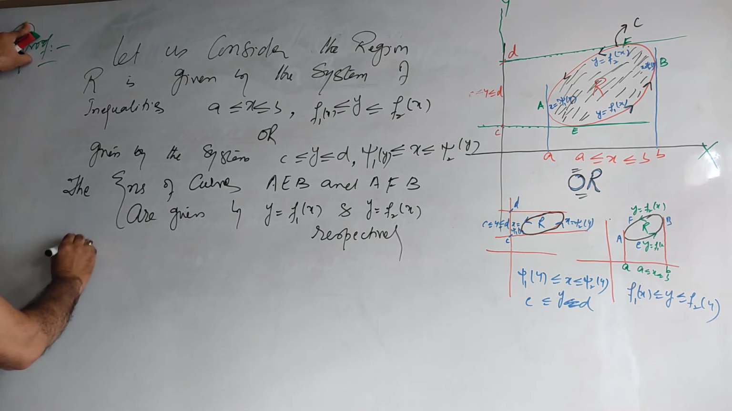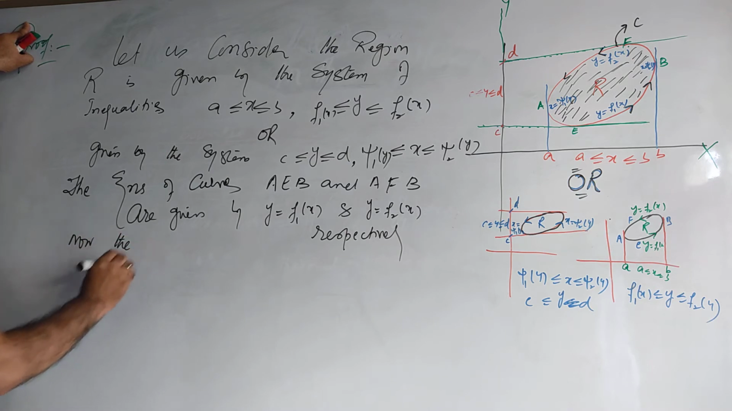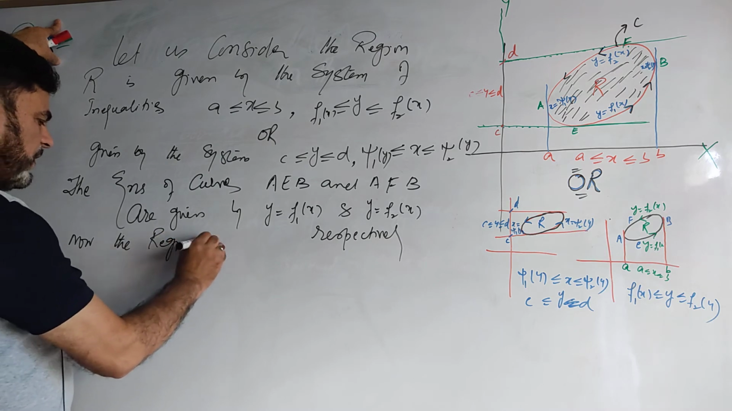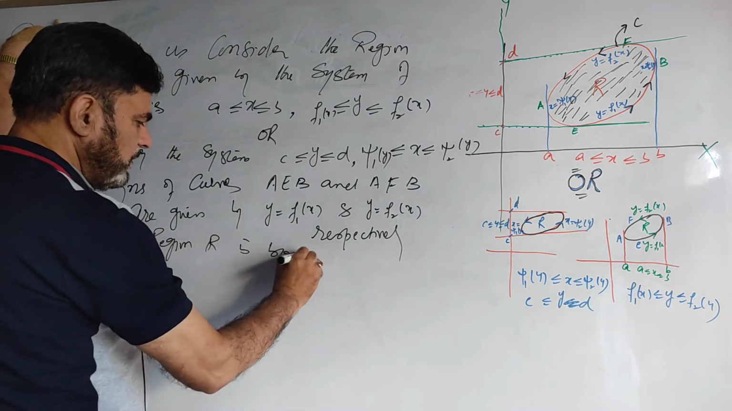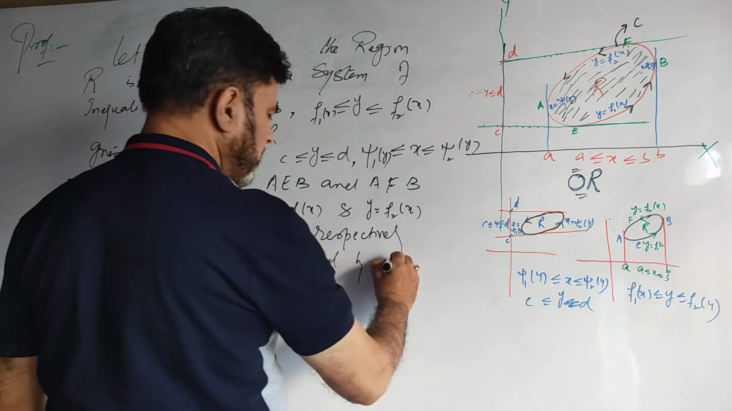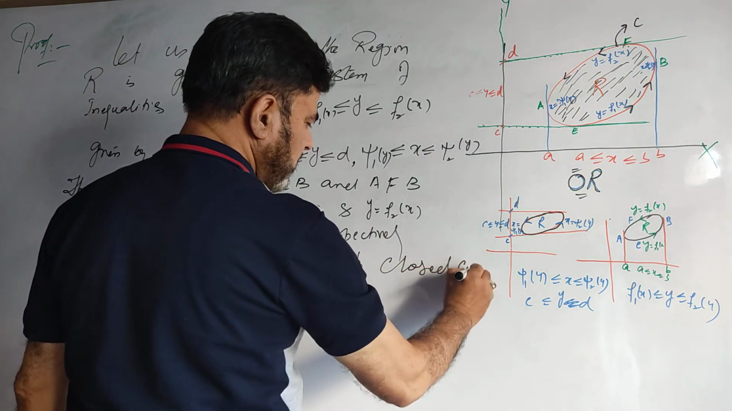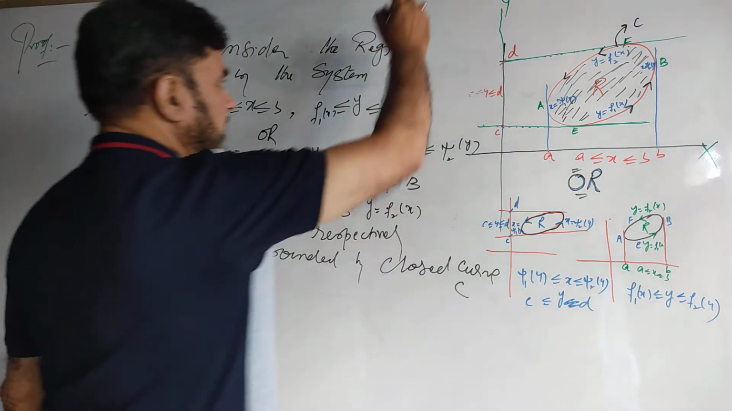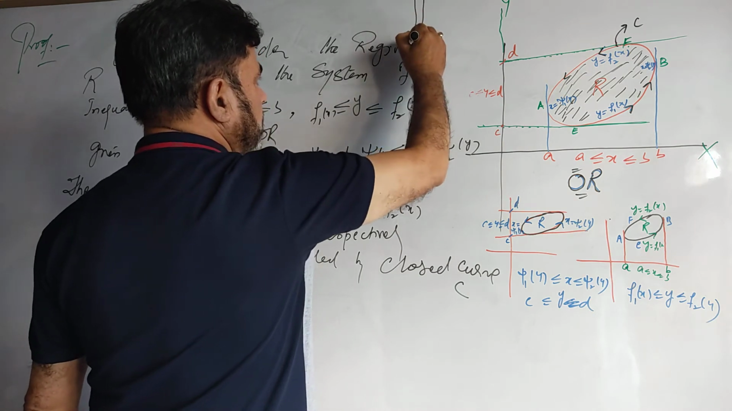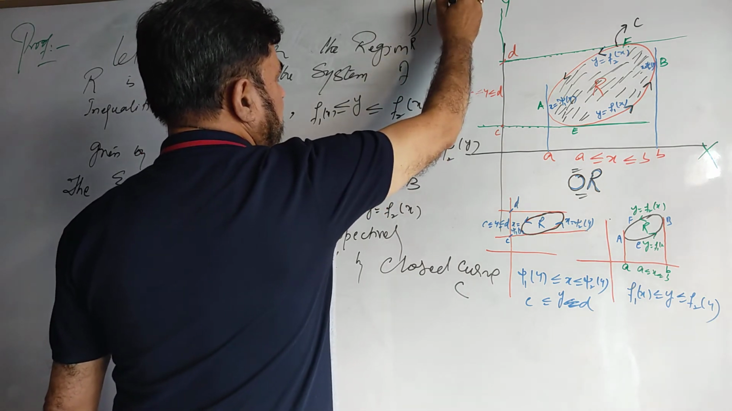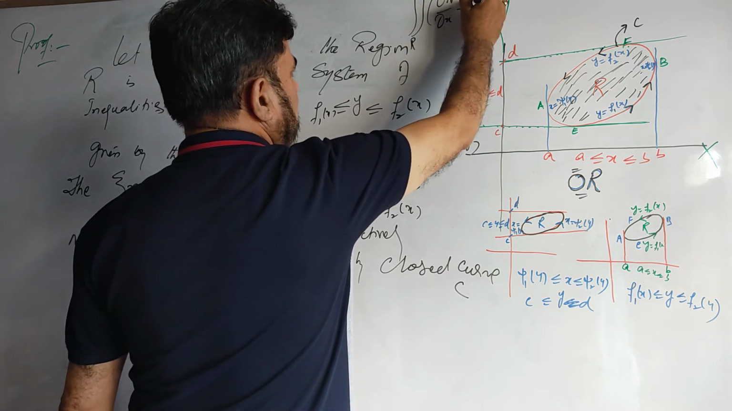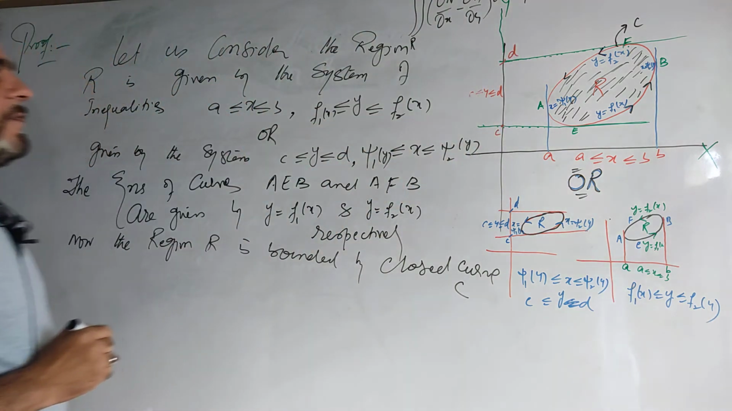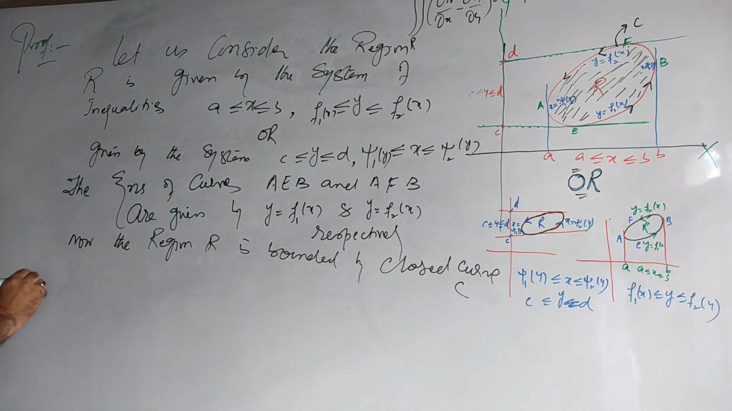Now the region R is bounded by closed curve C. You know our right side is the surface integral of partial derivative of N with respect to x minus partial of M with respect to y, dx dy. We have to prove this is the line integral. We will start from the right side.